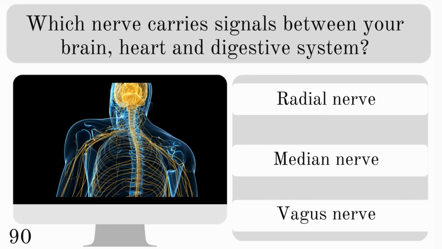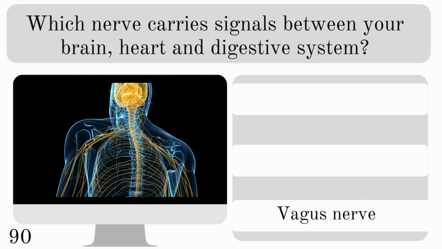Which nerve carries signals between your brain, heart, and digestive system? Is it the radial, median, or vagus nerve? And the answer, the vagus nerve.